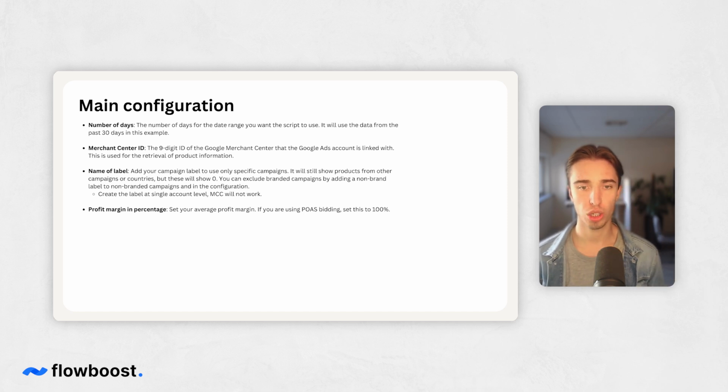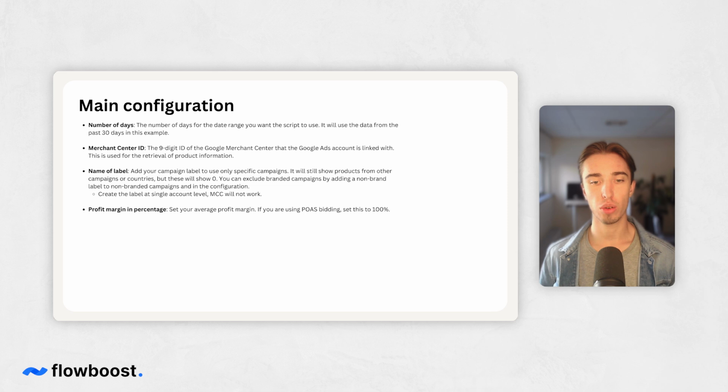And then the last option in main configuration is that you can set a profit margin, which will be used in the overview tab. If you use post bidding, profit bidding, then you need to set this to 100%.